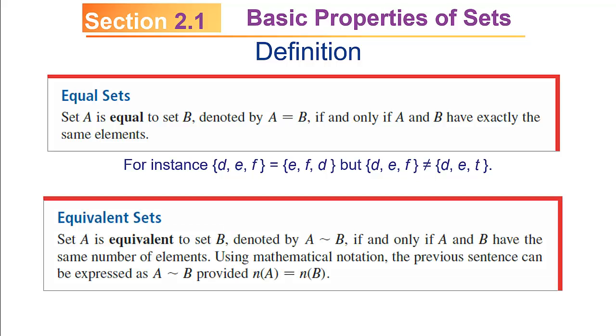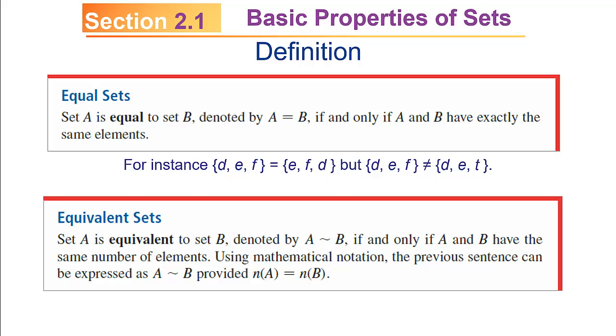There's a looser term called equivalence. Set A is said to be equivalent to set B, and instead of putting an equal sign, you put a tilde, or sort of a squiggle. That represents equivalence. A is equivalent to B if and only if A and B have the same number of elements. If you use that notation we developed earlier, you can also say A is equivalent to B provided that the number of elements in A is equal to the number of elements in B. In other words, you're simply counting. You don't care what the elements are, they just have to be the same number in both.